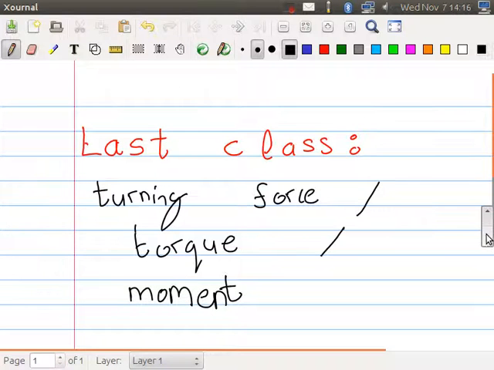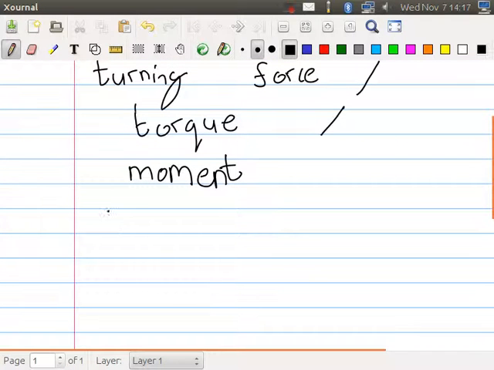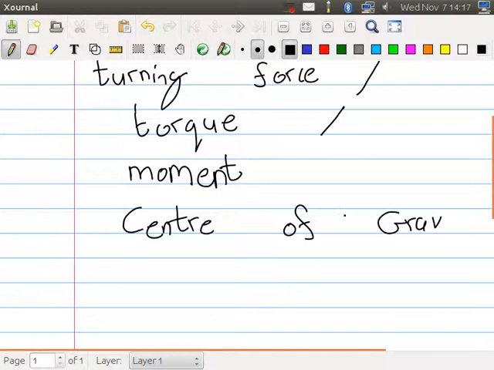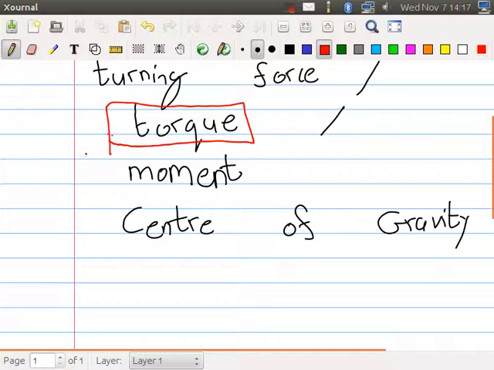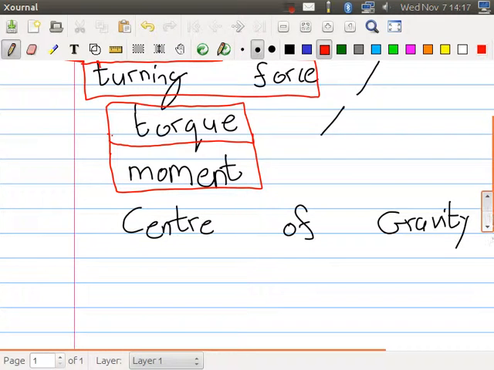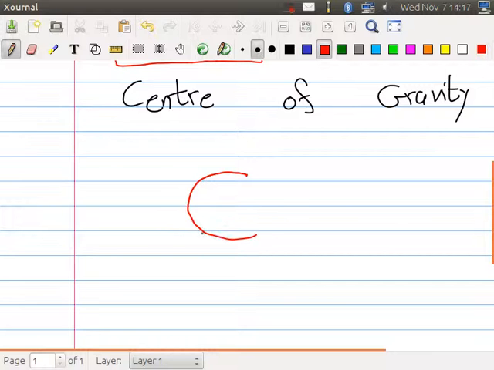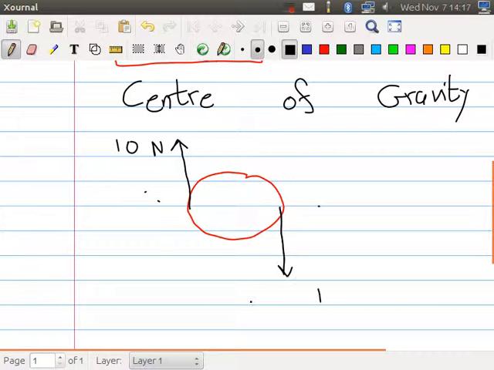And then in the second class, what did we look at? It was center of gravity. Okay? Now, for this class, we're going to continue with torque and moment and turning force. Please, be patient. And we're going to look at a very special type of problem. So here, let's say, here is force, let's say 10 newtons. And then here is force 10 newtons.